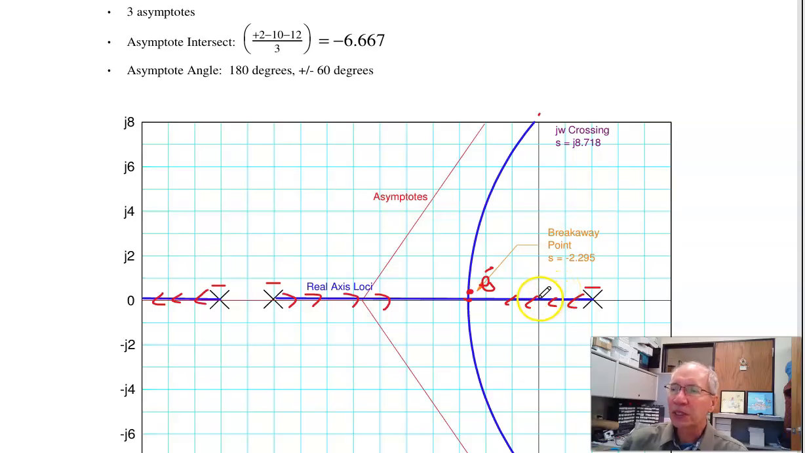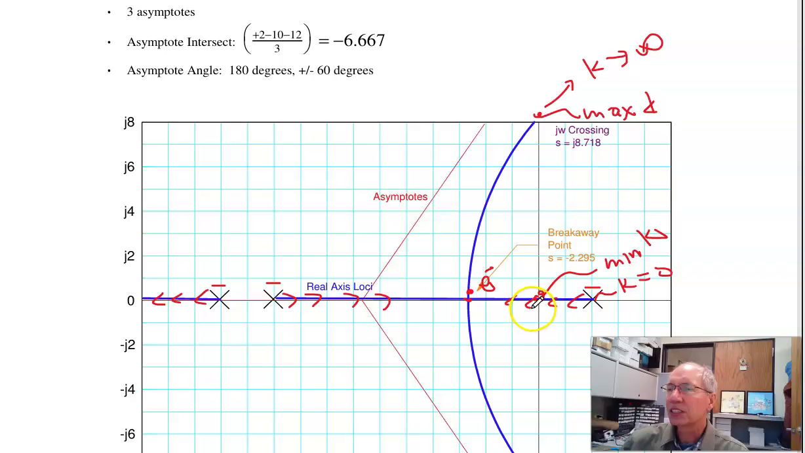Now what this tells you is this point right here is, well, this point is k equals 0. Over here is k goes to infinity. The range of k for stability is right here. K has to be at least here. That's your minimum k. And here's the maximum k. Now all the Routh criteria tells you is between these 2 points, I'm stable. Doesn't tell you what the response is, just says stable. That's where root locus is nice.